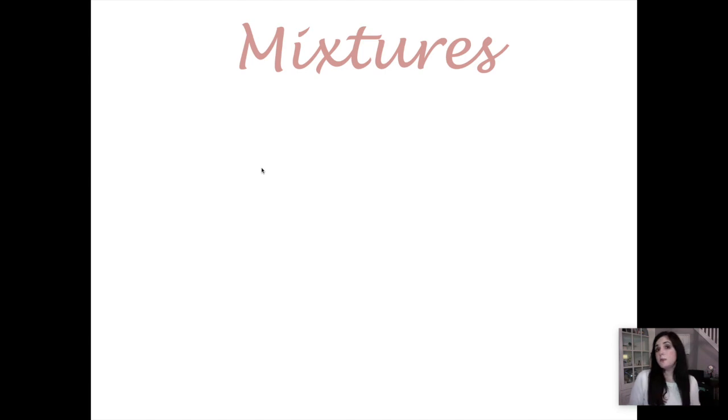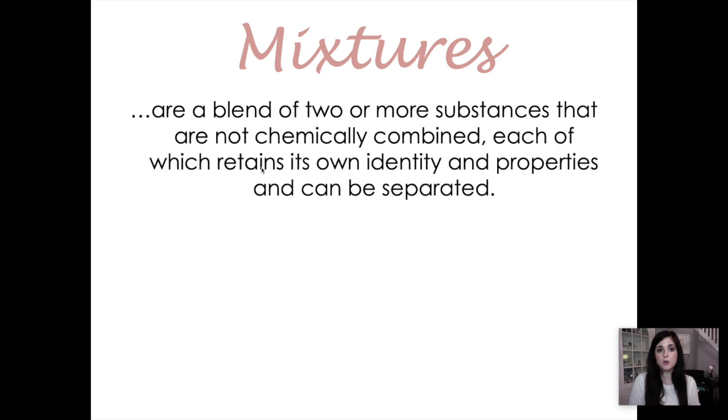Which brings us to mixtures. Now, most things in life are going to be mixtures. So mixtures are a blend of two or more types of matter. It's made up of more than one type of thing. And you can technically separate those things from one another relatively easily. So it's a blend of two or more substances that are not chemically combined, each of which retains its own identity and its own properties. And we can technically separate them if you wanted to. It's going to be really tedious to do that, but you can in fact separate them.